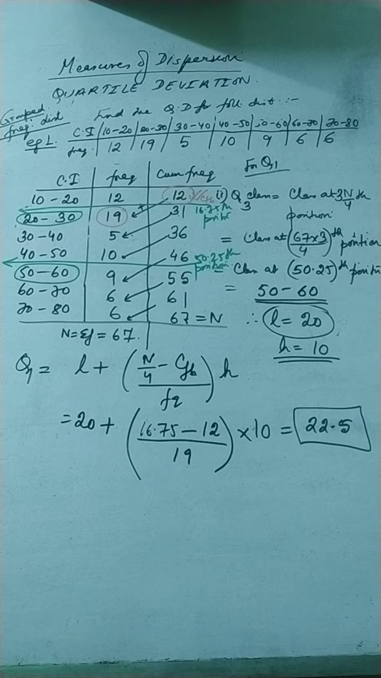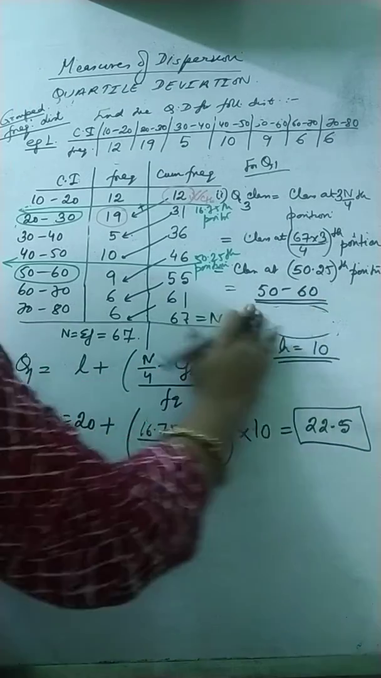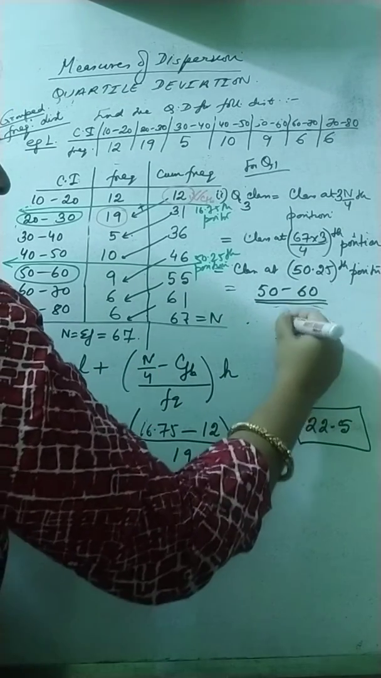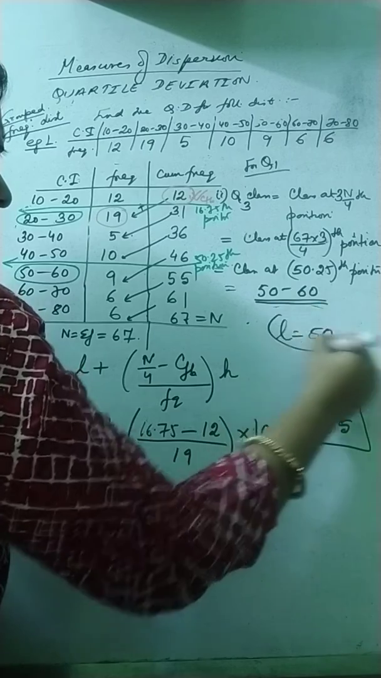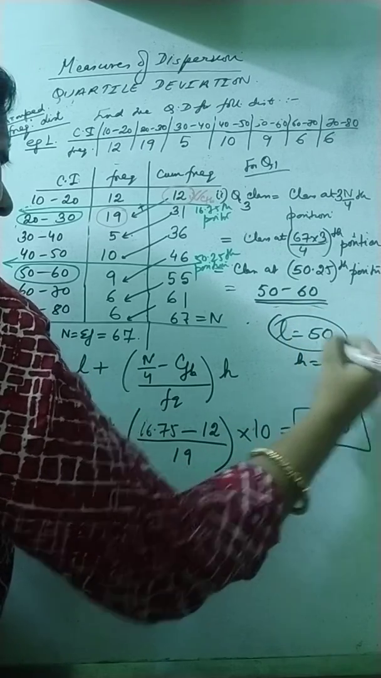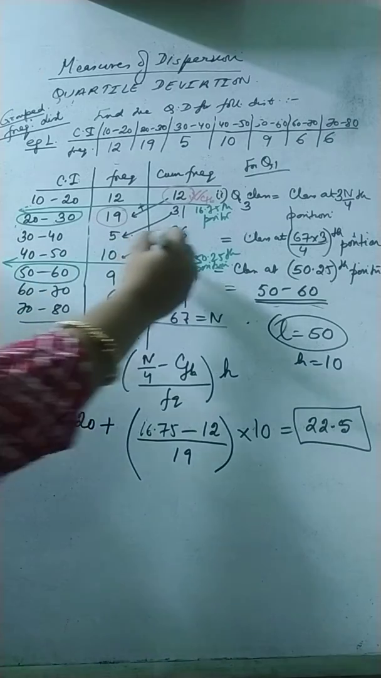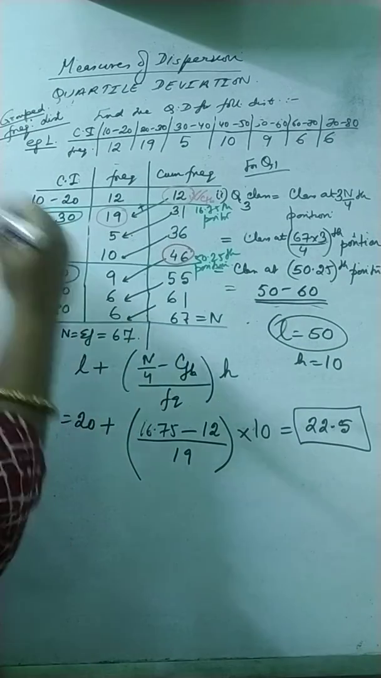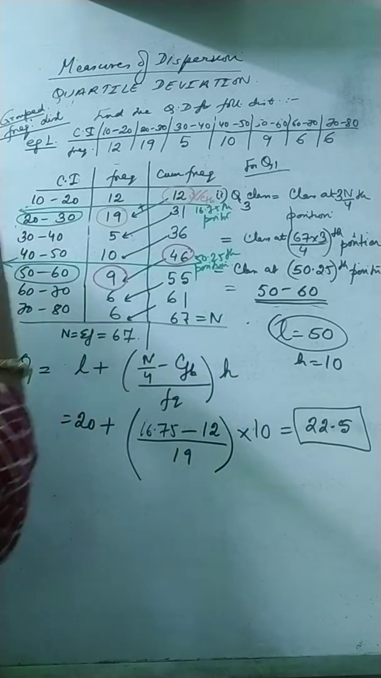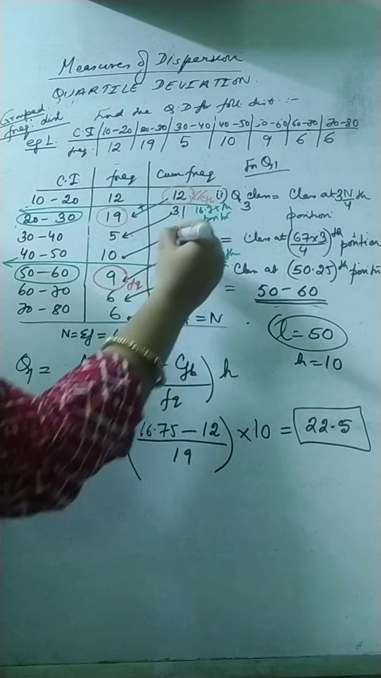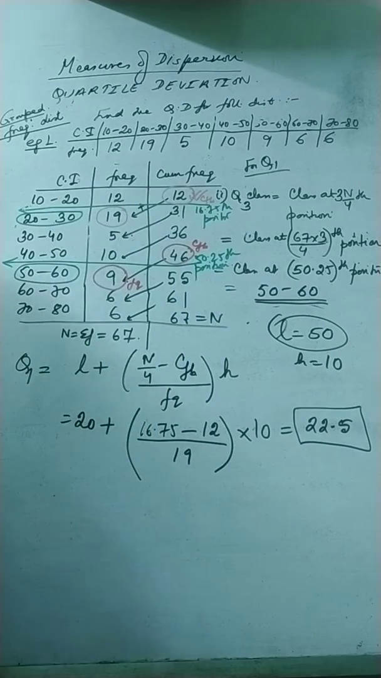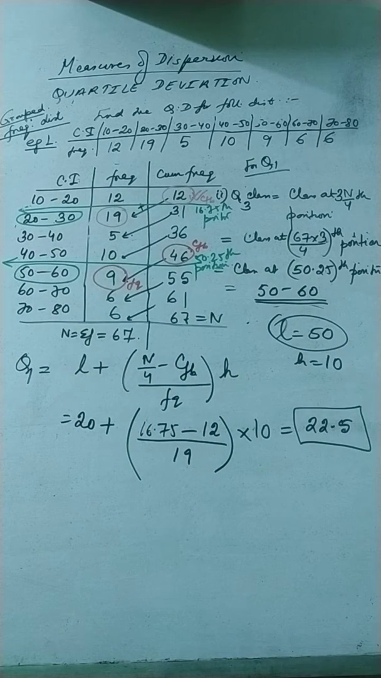So what is the lower limit of this quartile class? L is equal to 50. H is still the same. CFB is the cumulative frequency before the quartile class. I'll write here FQ and I will write CFB. This will be the frequency of the quartile class.